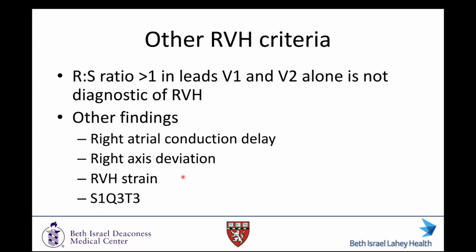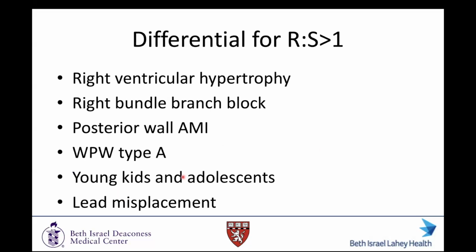And this is because an R to S ratio greater than 1 has a broad differential. In addition to RVH, you can see this in a right bundle branch block, a posterior wall MI, Wolff-Parkinson-White, young kids and adolescents, and then also lead misplacement is something you have to consider. So I want to emphasize that identifying RVH is very challenging because you have to go through this differential anytime you're suspecting RVH. But we'll go through some examples that'll hopefully make some of these things clearer.